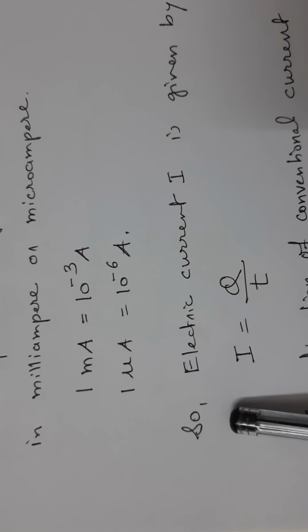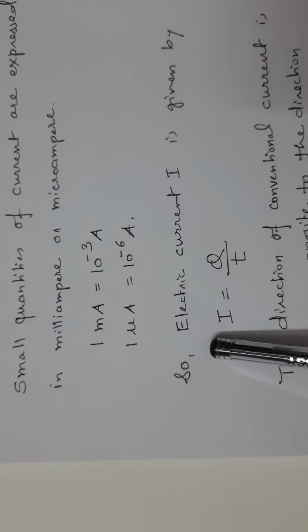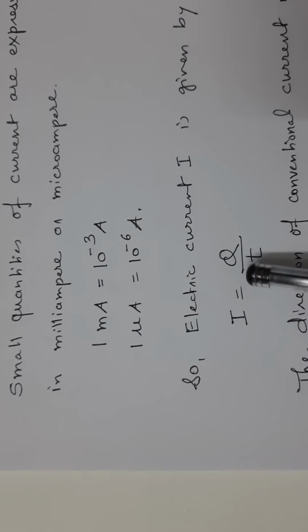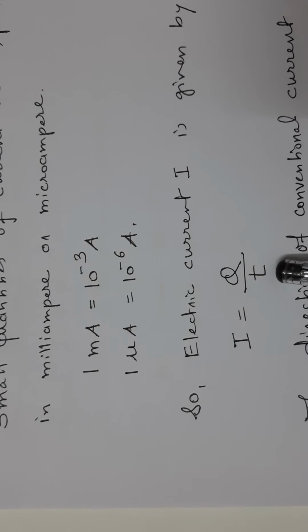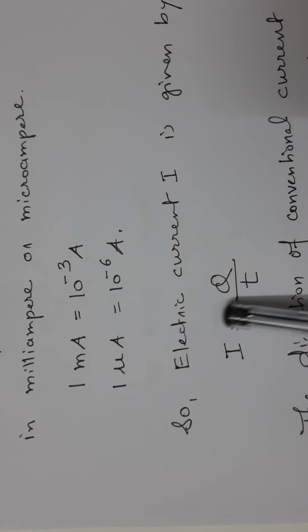So what is electric current? Electric current is charge flowing per unit time. So here we have got charge, here we have time, so I is equal to Q upon T. Electric current is denoted by alphabet I.